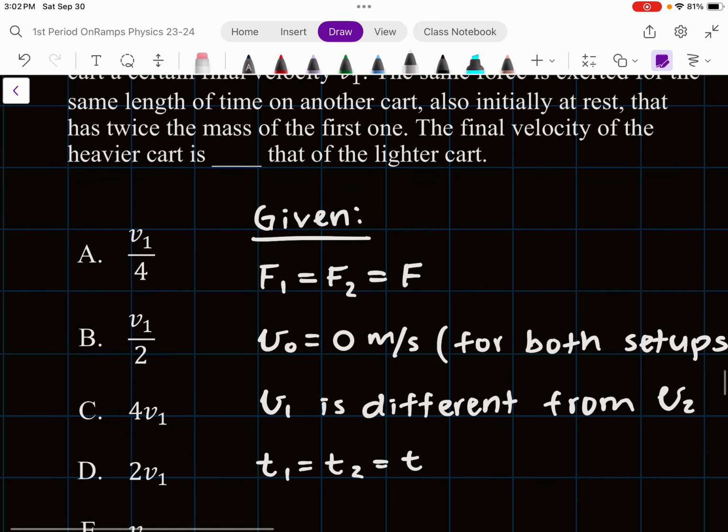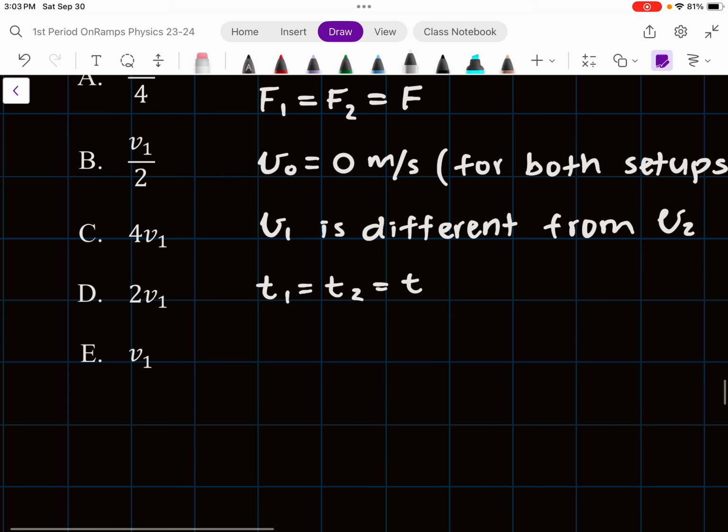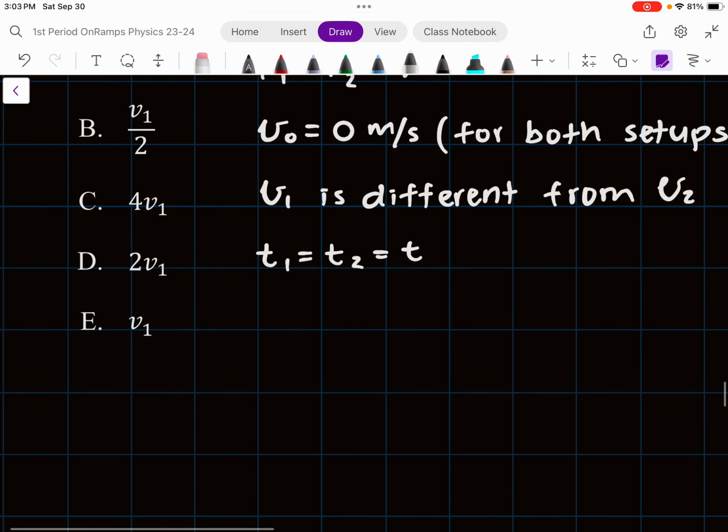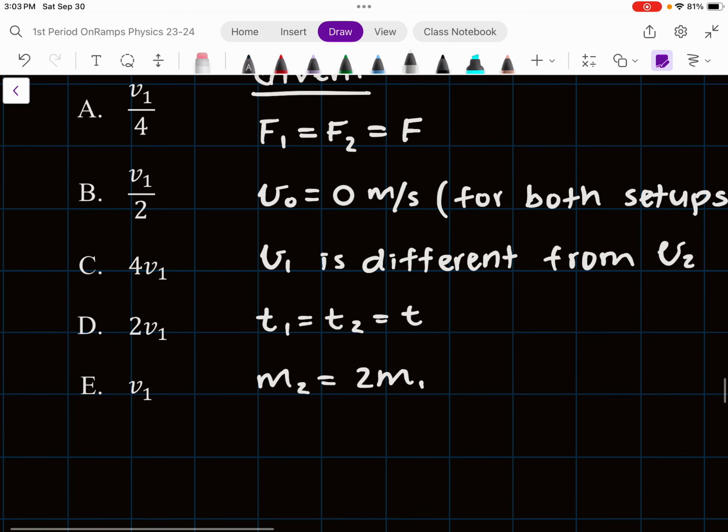And the last thing we were told is that for the second setup, the cart has twice the mass. So we'll say mass 2 is equal to twice mass 1. That's what it means.